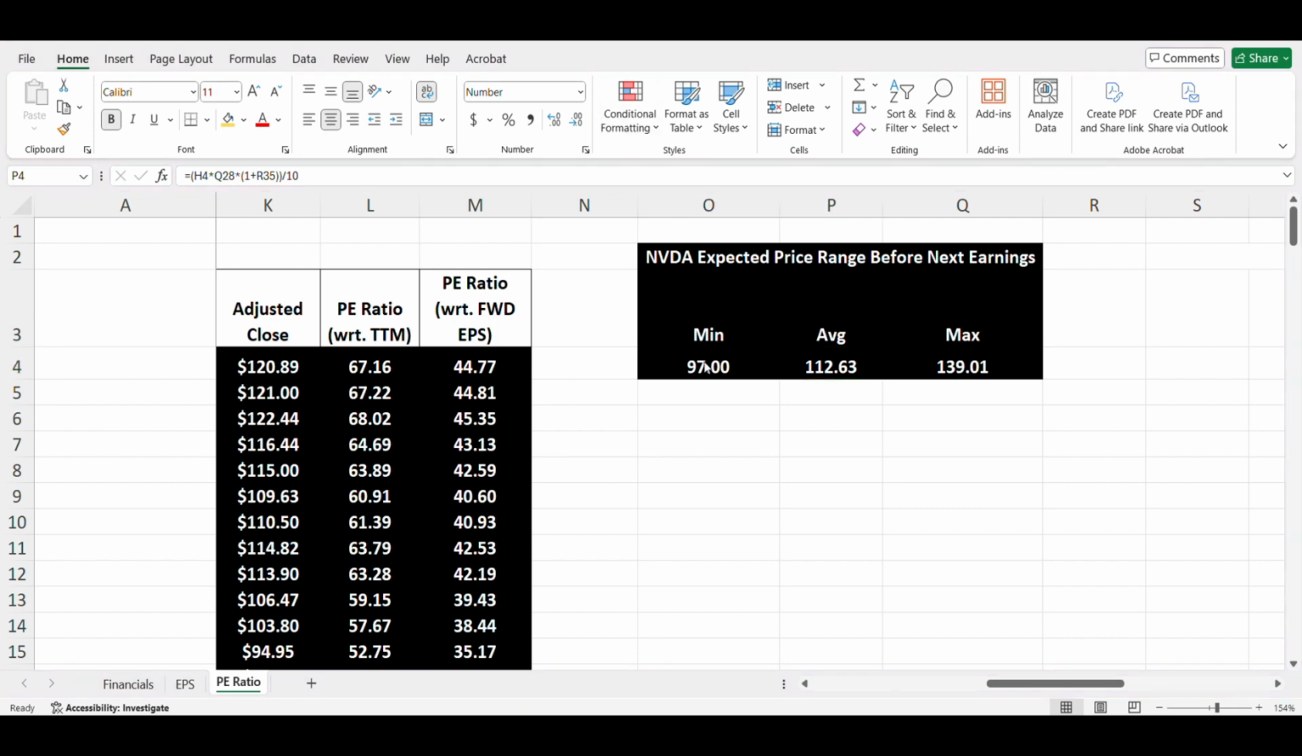So this price range for Nvidia is based on my understanding and calculation. You may agree or disagree with my analysis. That's totally fine. You can write in the comment section so we can discuss.